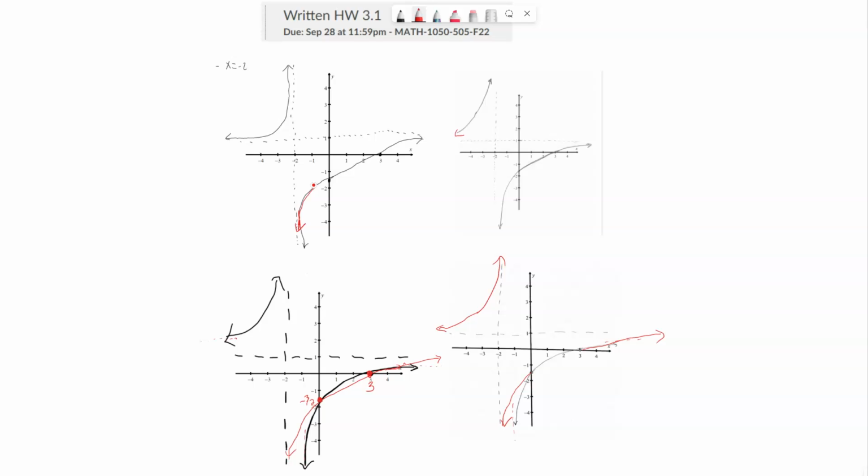As far as the smoothness of the curve, these two are probably the most smooth, but they just didn't approach the asymptotes well. Hopefully this gives you some thoughts about how to graph these rational expressions with asymptotes better. All right, thank you.